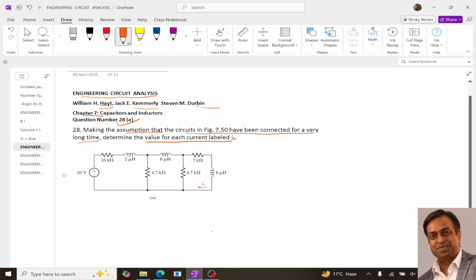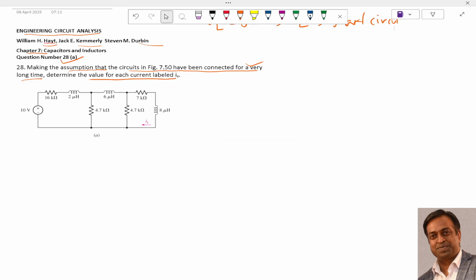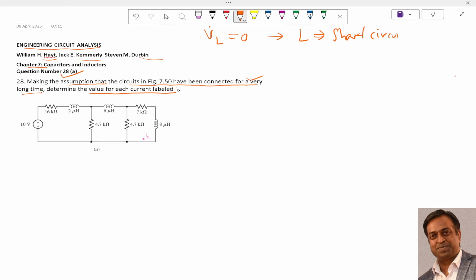In this type of question, since it is mentioned that the circuit has been in this position for a very long time, it simply means that the voltage across the inductor will be zero. That is, we need to replace the inductor with a short circuit. Similarly, about the capacitor.